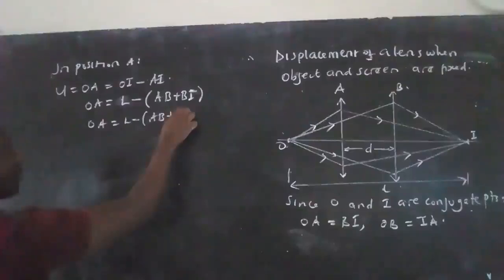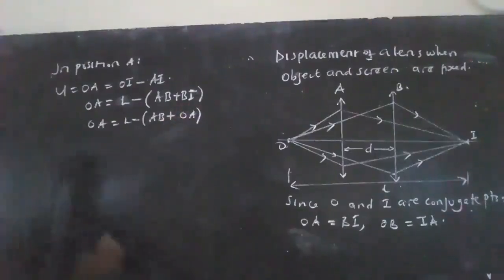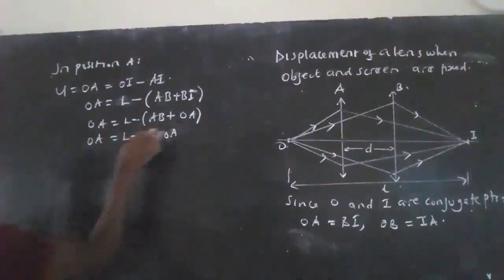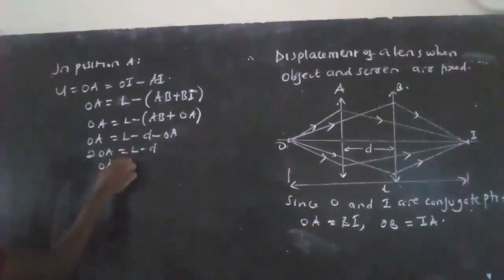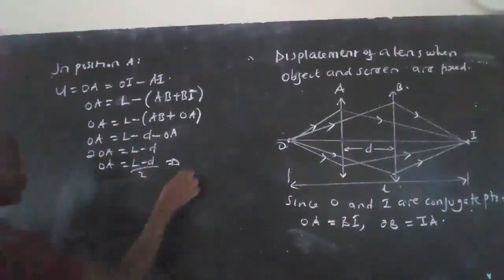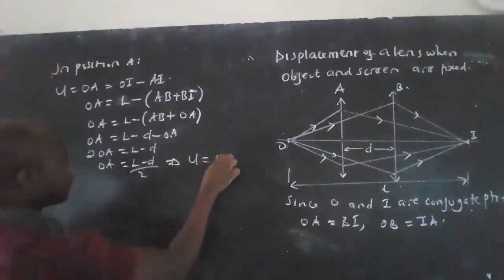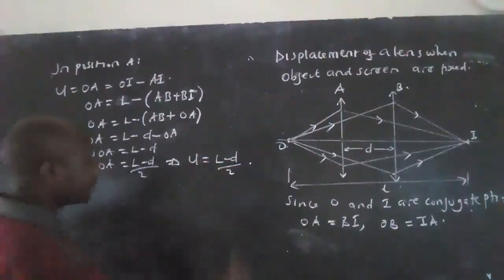But BI same as OA. So OA will be equal to L minus, this is D minus OA. So this becomes 2OA. 2OA will become L minus D. That means that our OA will become L minus D over 2. This implies that our U will become L minus D over 2.